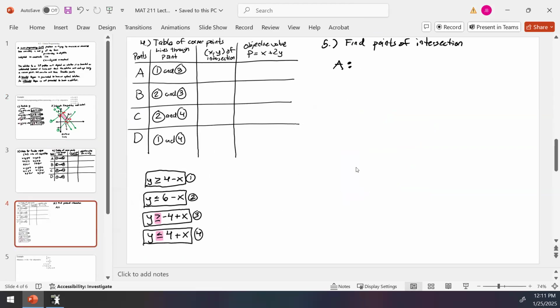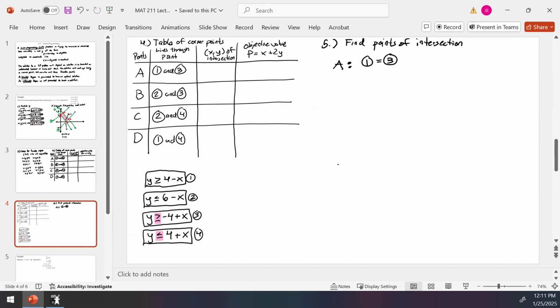So 1, 2, 3, and 4. For equations 1 and 3, we're going to set them equal to each other. And here's the best part. They're all equal to y, so I don't have to do any more manipulations. I don't have to worry about the inequality because it only matters when they're equal to each other. So equation 1 is going to be equal to equation 3.